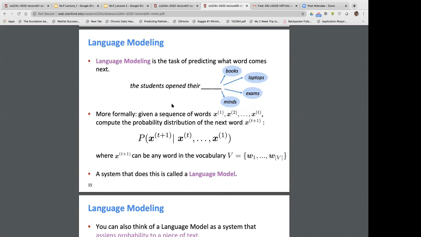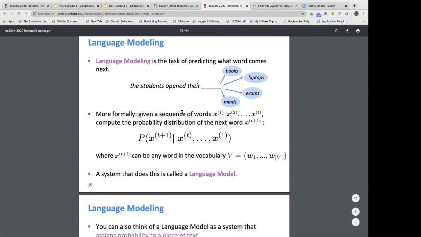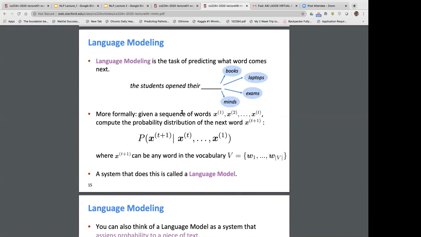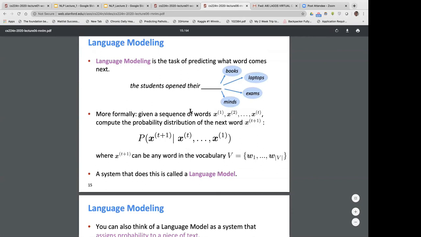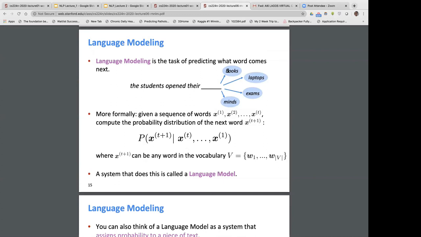So to start with RNNs, we're going to build off from language models. That will help us understand why recurrent neural networks in the first place. So let's go. Language modeling. It's the task of predicting the word that comes next, given a set of words. If you look at this example, "the students opened their", you want to predict the next word that should come after "their". Intuitively, it could be books, it could be laptops, it could be exams, it could be minds.